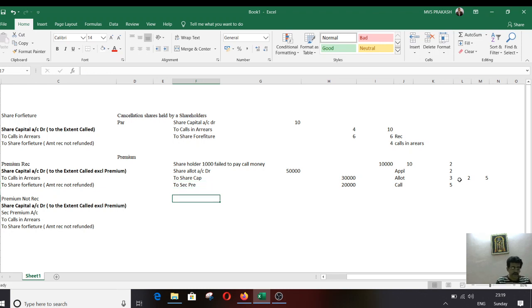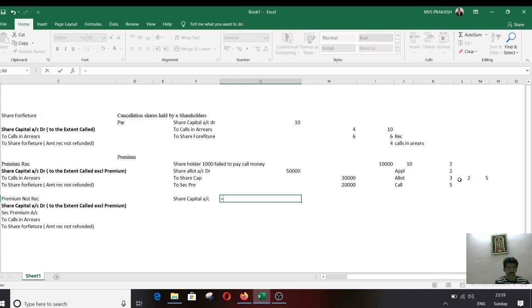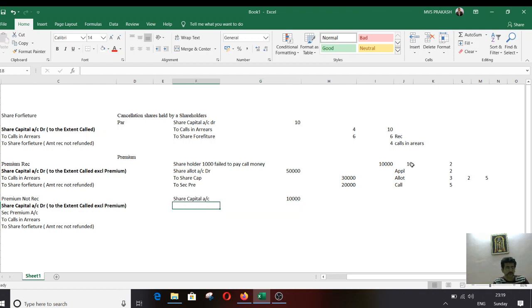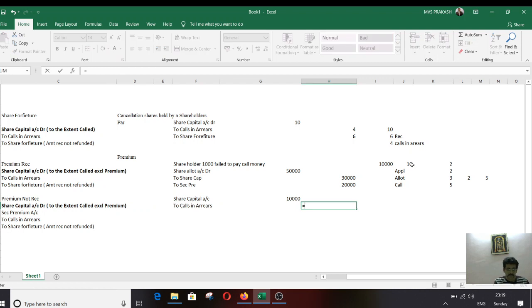So what do I have to do? I have to simply debit the share capital account to the extent called, without including the securities premium. How many shares am I going to forfeit? 1000. What is the amount called, excluding premium? 10 rupees. Then there is something called calls in arrears. How much amount does my shareholder have to pay me? On these 1000 shares, he is supposed to pay me the call money of 5, so 5000.